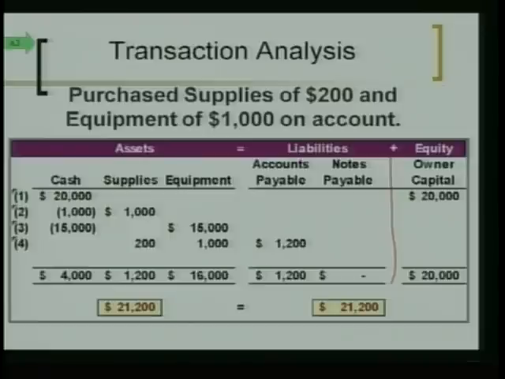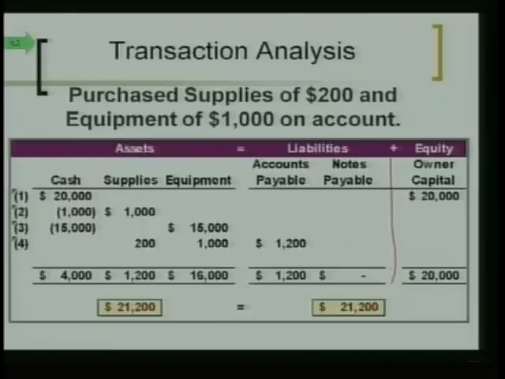Dual entry accounting just states that at least two accounts are affected. I've done transactions where it's affected 50 or 60 accounts. But in order for the accounting equation to remain in balance, at least two accounts have to be affected. Now let me ask you this. Is the accounting equation still equal?